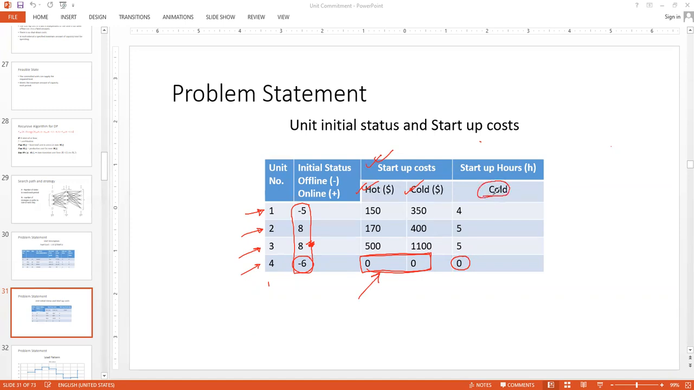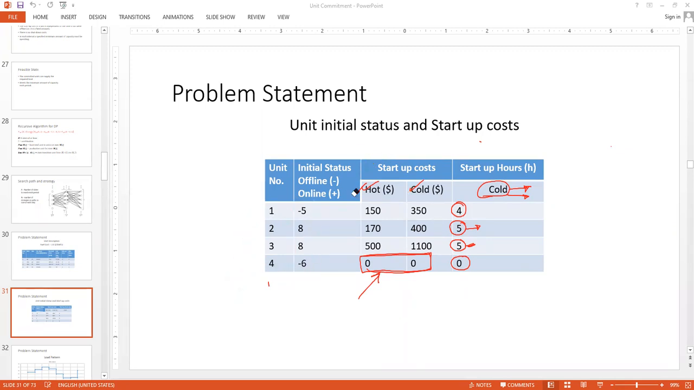Cold hours means once the unit has been turned off and has become completely cooled down, it will take 4 hours to get started again for unit number 1. For unit number 2, it will take 5 hours once it is completely cooled to be ready for production again. Unit number 3 is the same thing: once it has cooled, it will take 5 hours to become available for production again, once started from the cool status.